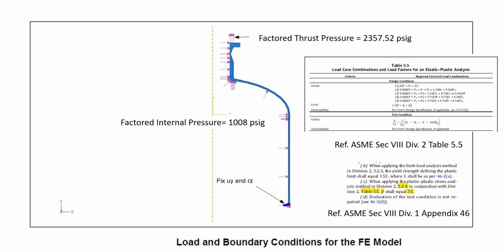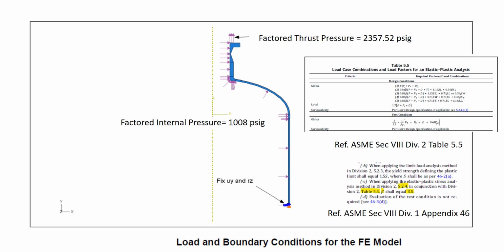Now we'll discuss a little bit about how to apply the loads. Table 5.5 provides the load case combinations and load factors for elastic analysis. Here the first design condition for the global criteria is beta multiplied by P plus PS plus D. You can refer to Part 5. Beta is the multiplication factor, P is the internal pressure, PS is the static head, and D is the dead load. So this is the combination.